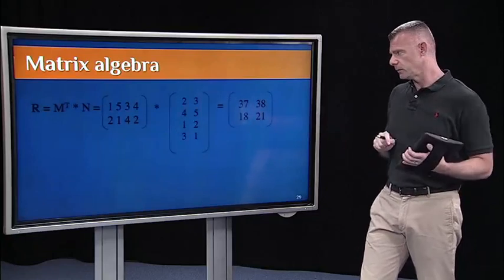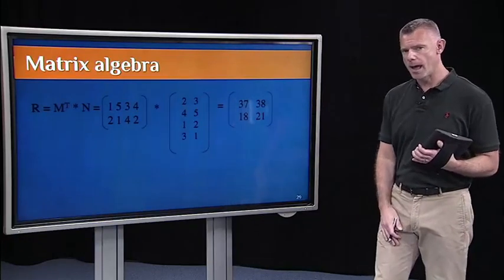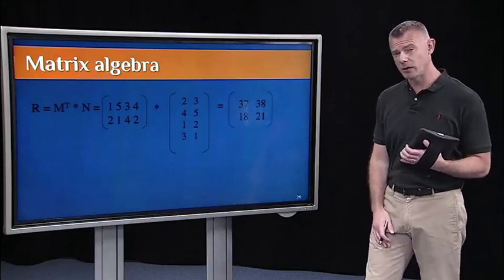So let's see how this works. So I took the transpose of M. So M was a 4x2. Now it's a 2x4.